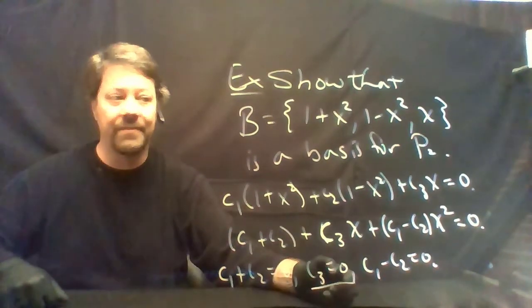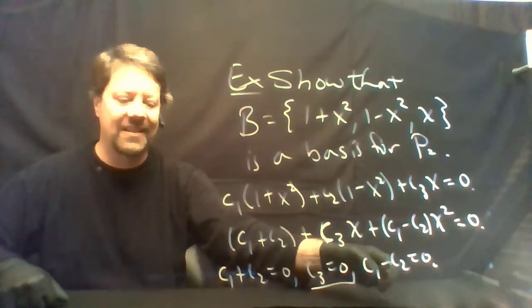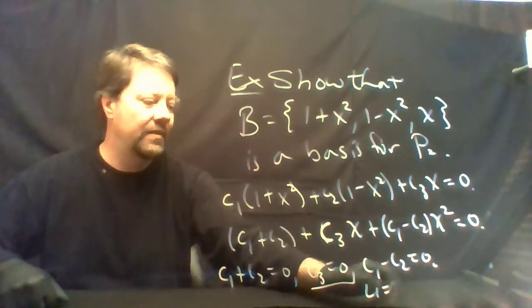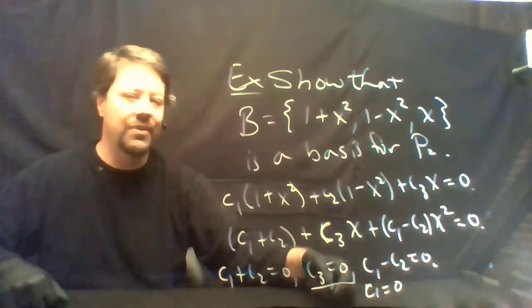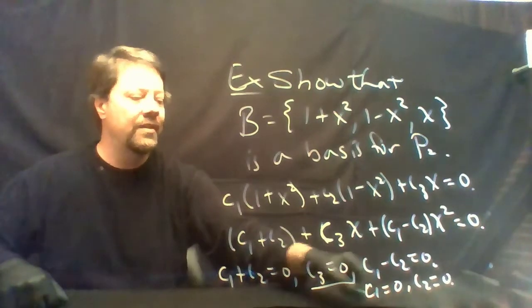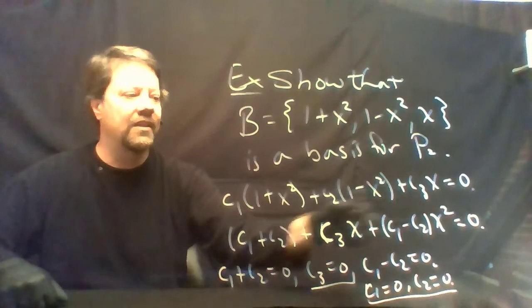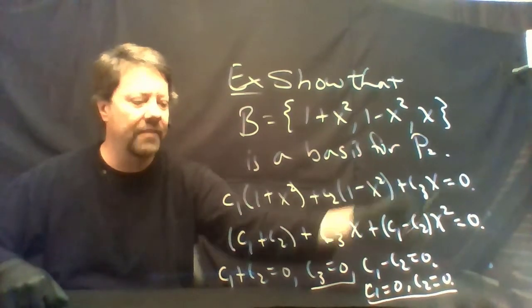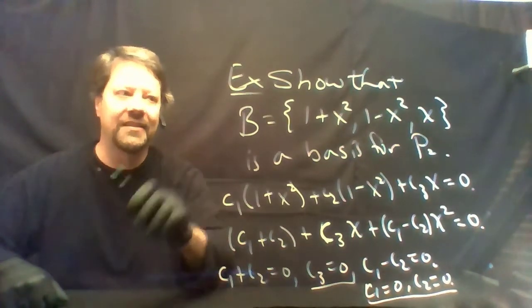Well, C3 is 0. We have that. Note that if you add the first and the last equation, you get 2C1 is 0, which implies that C1 is 0. And then if you subtract them, you get 2C2 is 0, which implies that C2 is 0. We have all of the coefficients equaling 0. The only linear combination of these vectors that gives you the 0 vector is the trivial one. That means linearly independent.